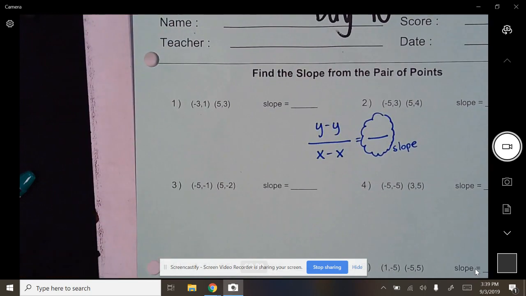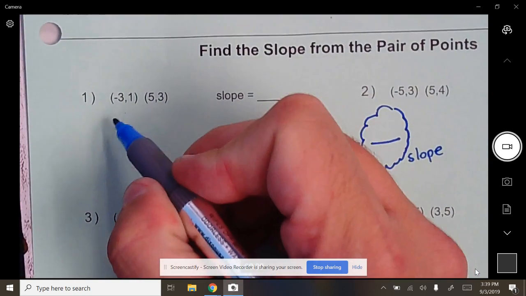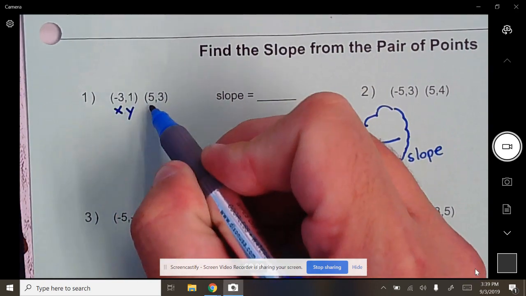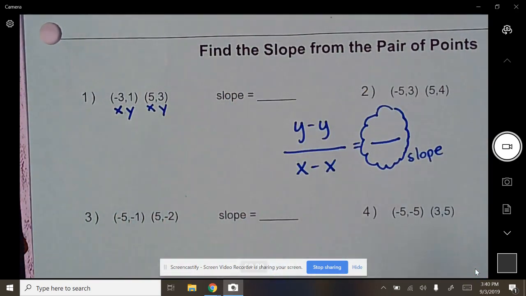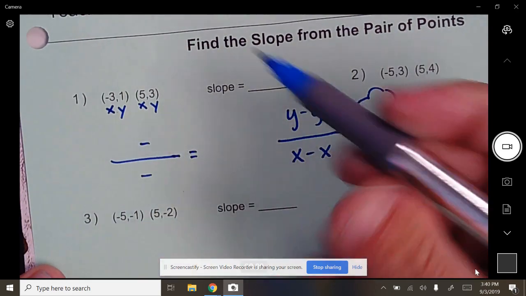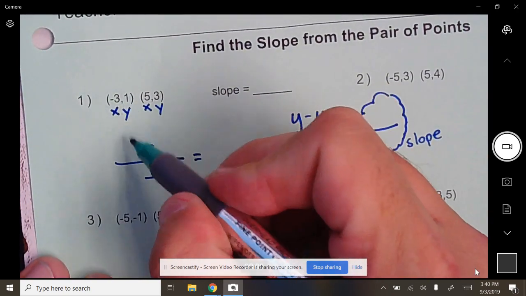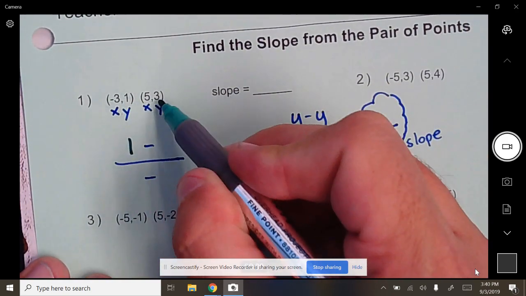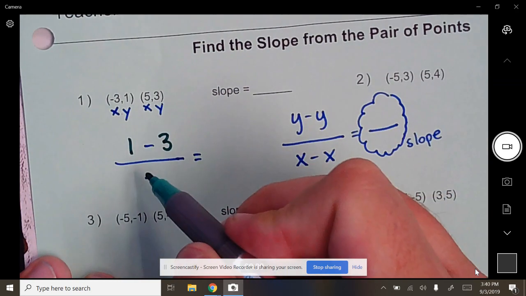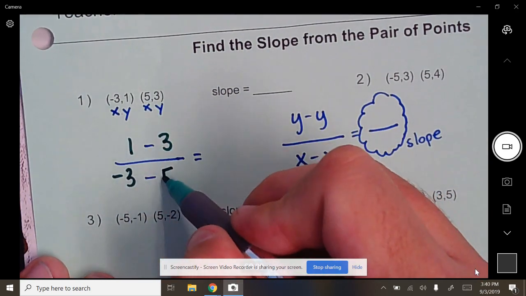So we actually have a flow map if you want to take that out to get some help with each step of what you have to do. First step, label your x's and your y's. Second step, plug them into the formula. Now I have the formula. I plug in the coordinates, so I have 1 here, y minus y, and then here I have x, -3 minus 5.